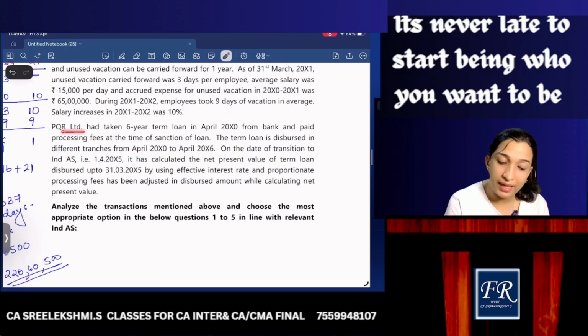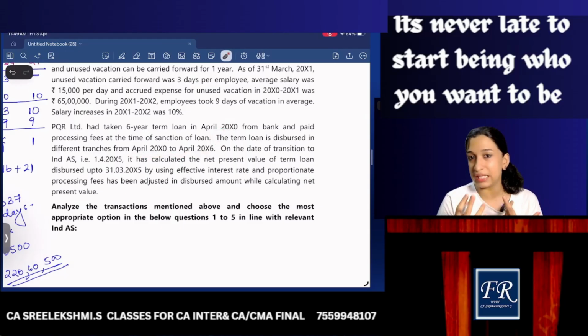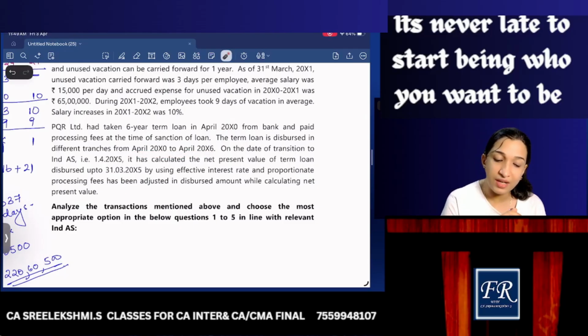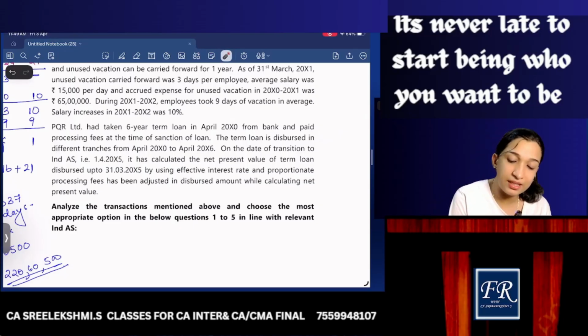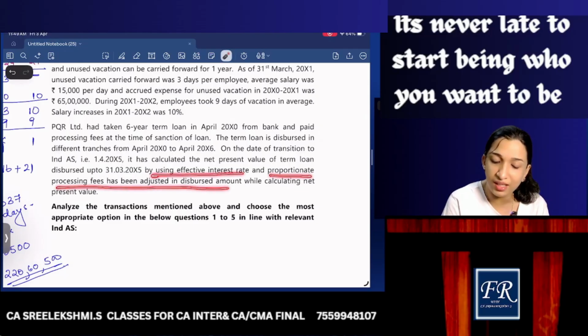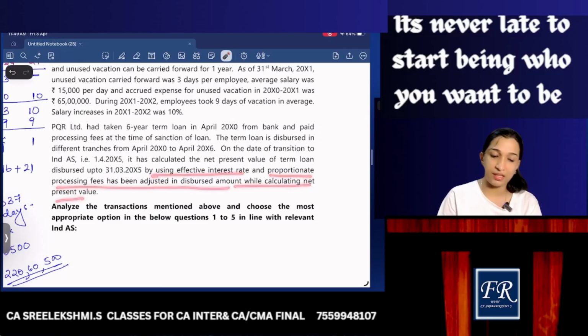Okay. So PQR Limited has taken a 6-year loan in April 2010. The term loan is disbursed, so the entire amount is not given on a single date. The amount is disbursed in different tranches. On the date of transition to Ind AS, that is 1st April 2015, this is Ind AS 101, and 109 financial instruments is there. It has calculated the net present value of the term loan disbursed up to 31st March 15 by using the effective interest rate, and proportionate processing fees has been adjusted in the disbursed amount while calculating net present value.